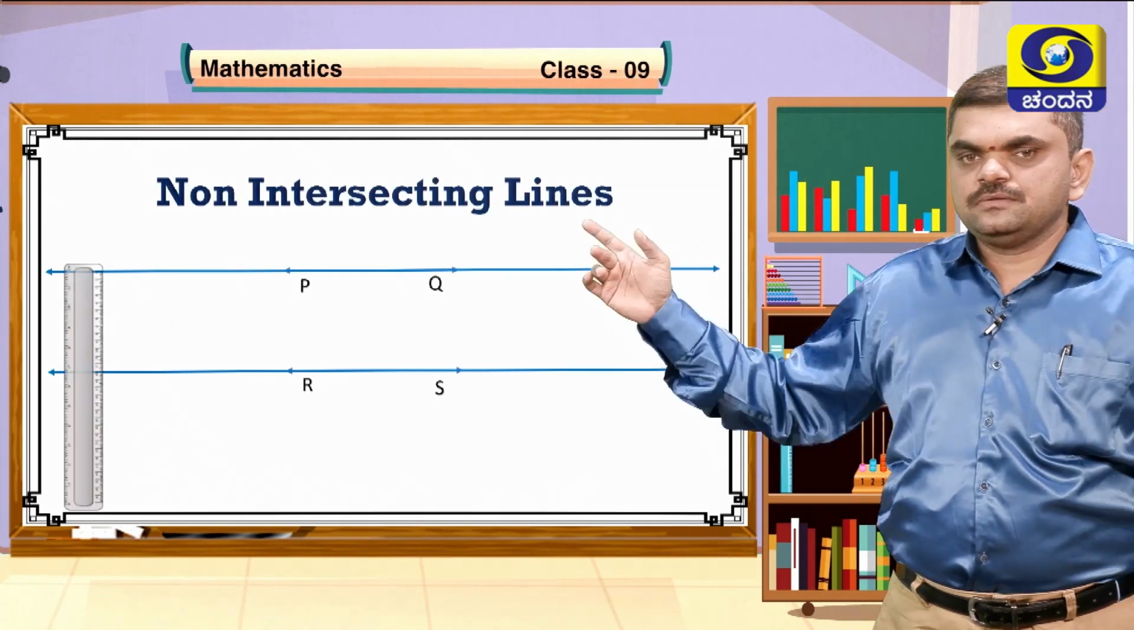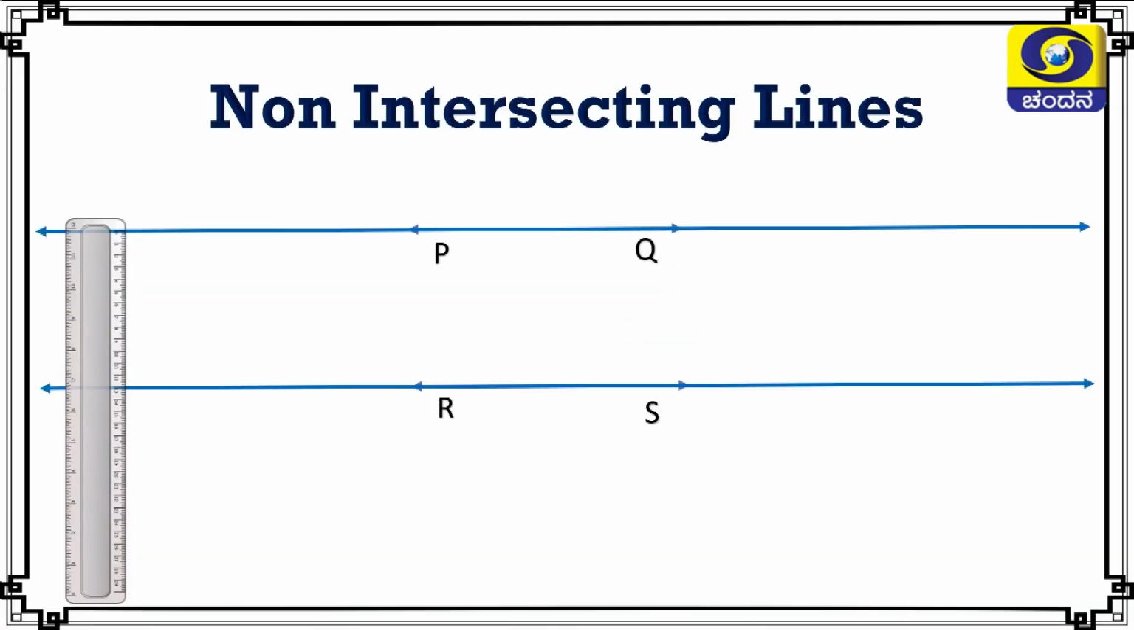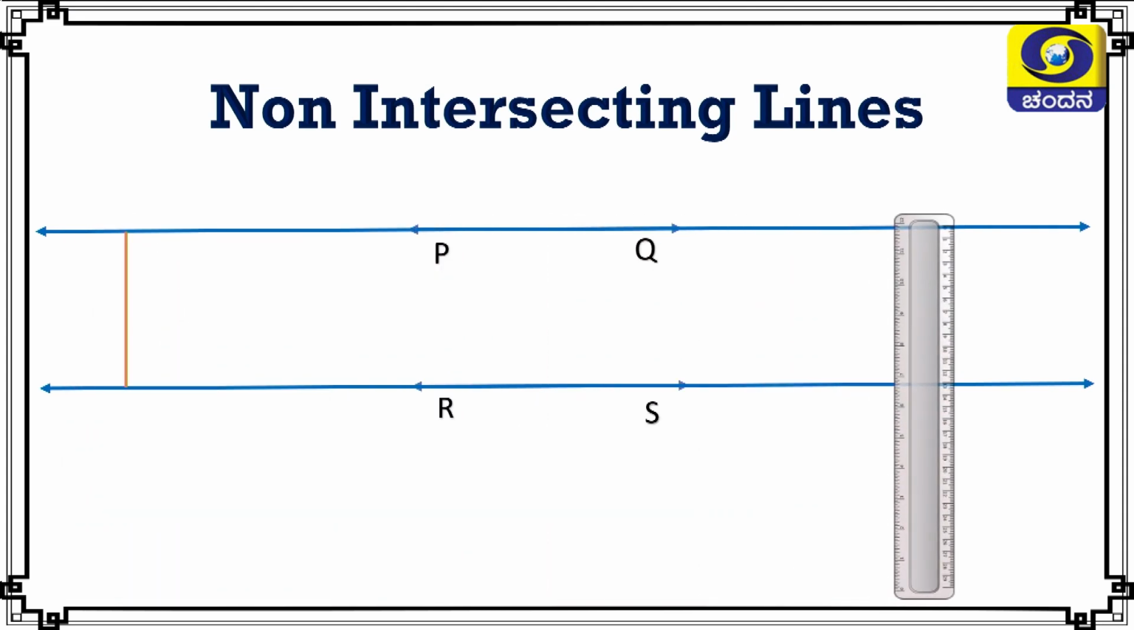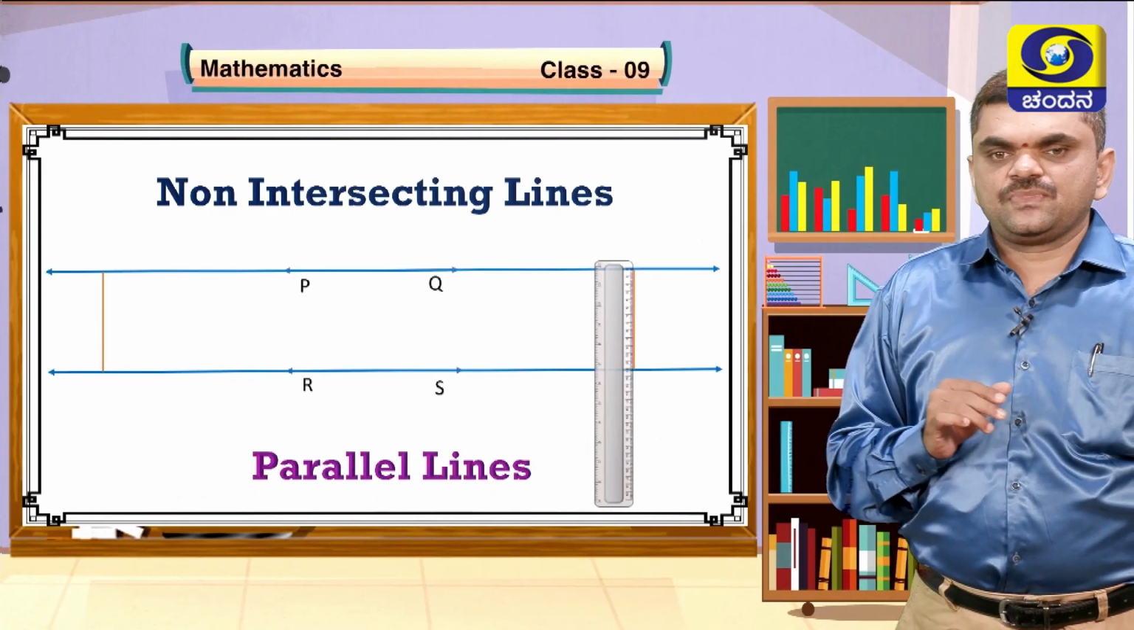Observe here children, the distance between PQ and RS is same wherever you measure. Observe here, it is same length here and it is same length there also. Observe children, the distance between any two lines is not changing, then those two lines are called as parallel lines.